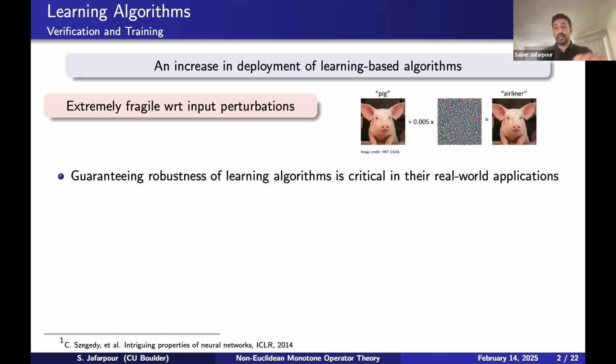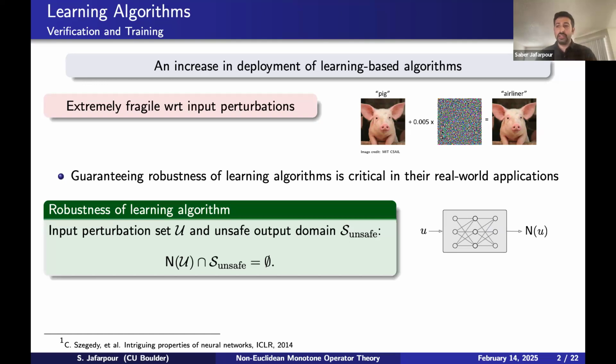So ensuring robustness of these learning algorithms is very important, and this is particularly important in safety-critical environments and applications, where an error in the learning algorithm can lead to safety dangers or disasters. So let me introduce robustness of these learning algorithms in a more mathematical way.